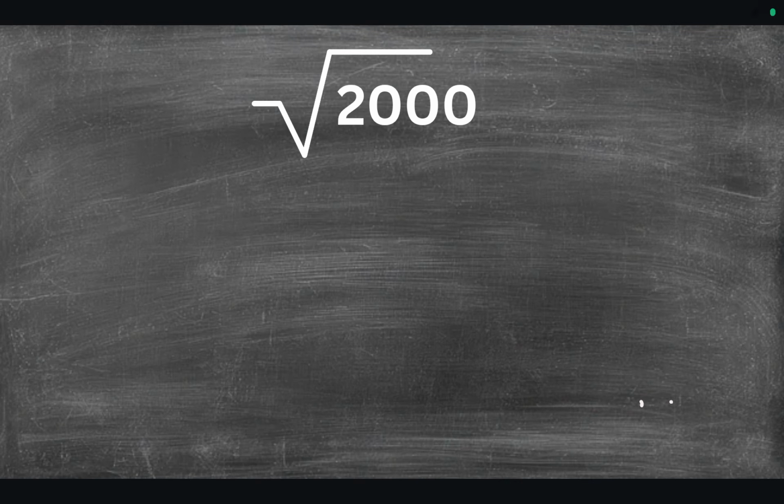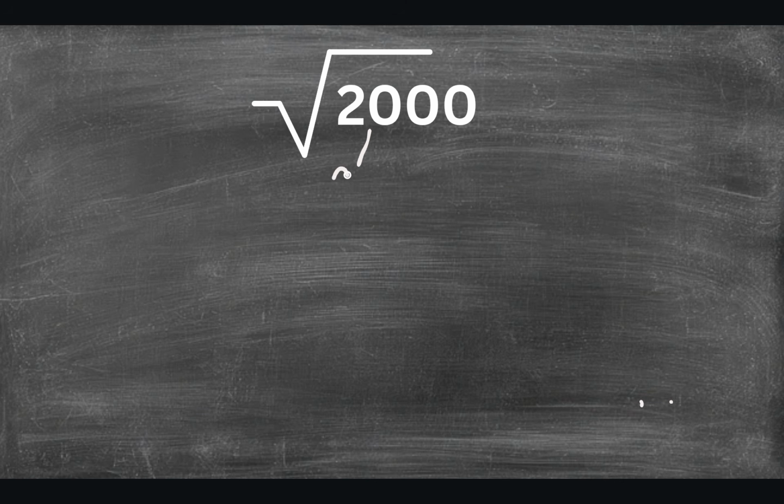In this video, let's go over how to simplify square root 2000. And the first thing we need to do is go ahead and find all the prime numbers that multiply to make up 2000. And I like to use a factor tree.